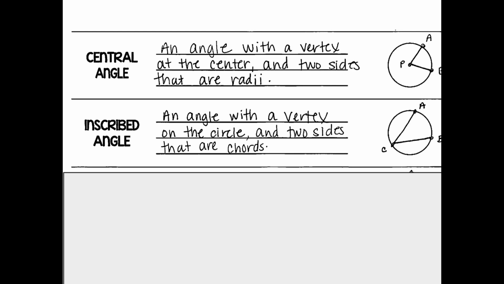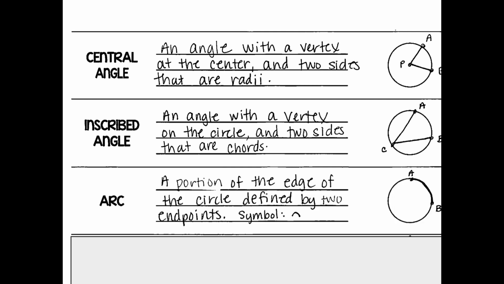An inscribed angle is an angle with a vertex on the circle and two sides that are chords. So now the angle is stretching the entire way across the circle, and the vertex is on the circle, not at the center.